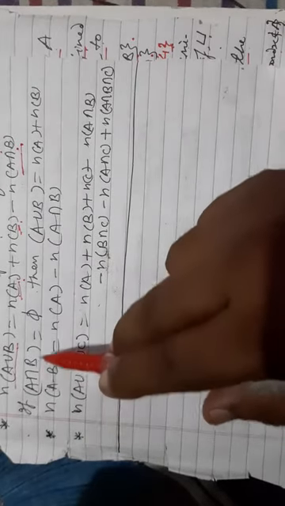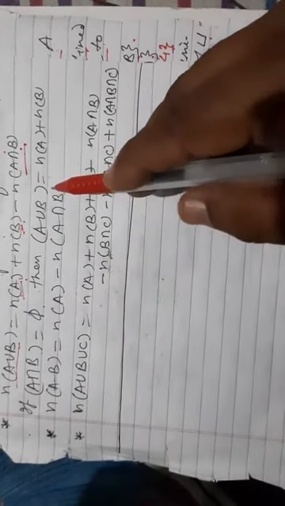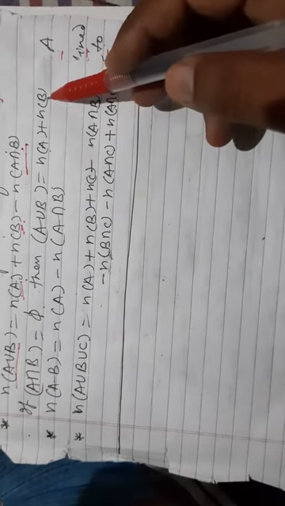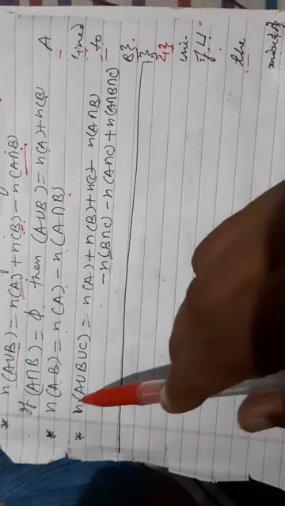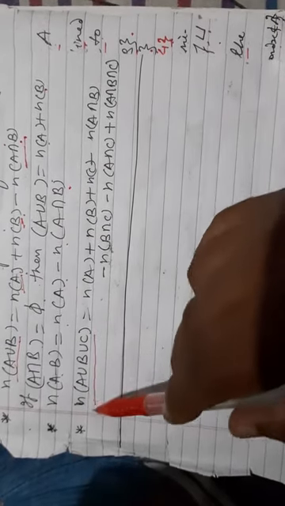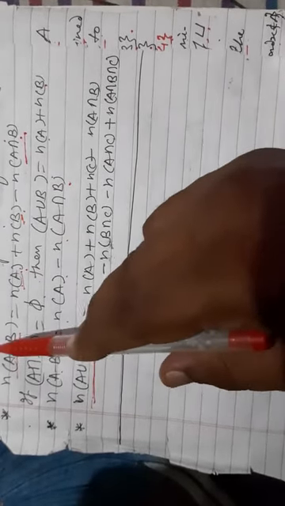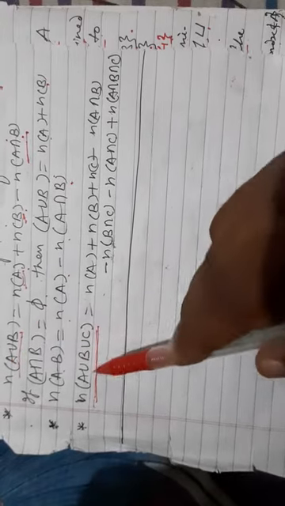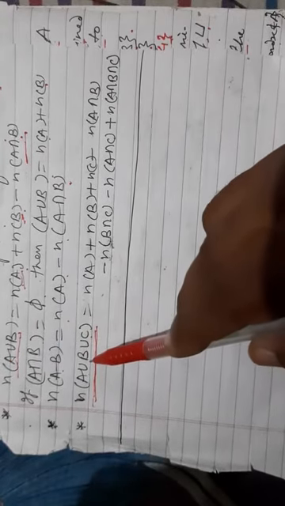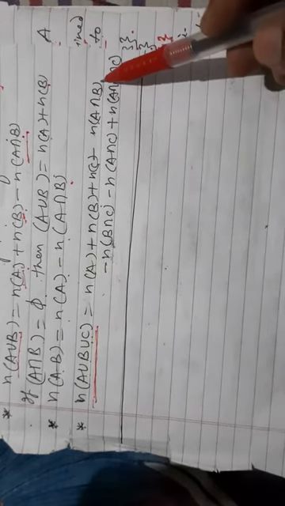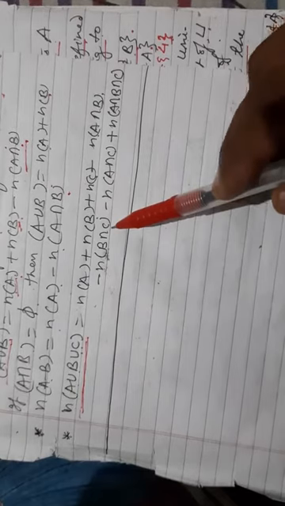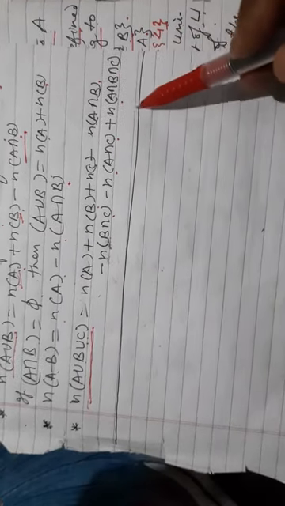And if A intersection B is equal to phi, then n(A union B) is equal to n(A) plus n(B), and n(A minus B) is equal to n(A) minus n(A intersection B). And this is only for two items. If there are three items, A union B union C, then that is n(A) plus n(B) plus n(C) minus n(A intersection B) minus n(B intersection C) minus n(A intersection C) plus n(A intersection B intersection C).